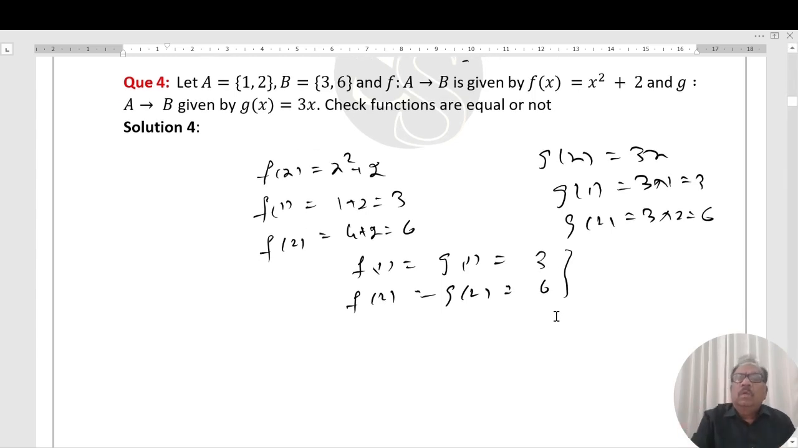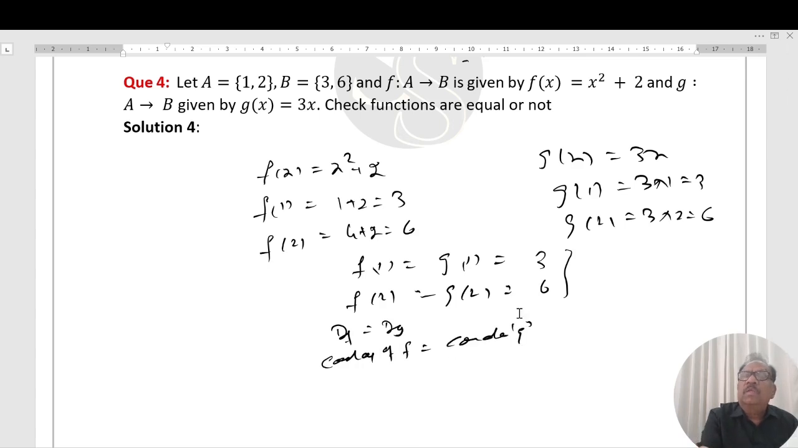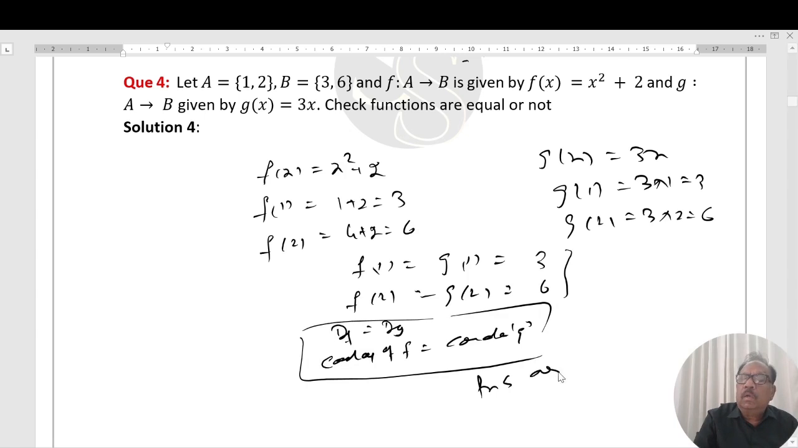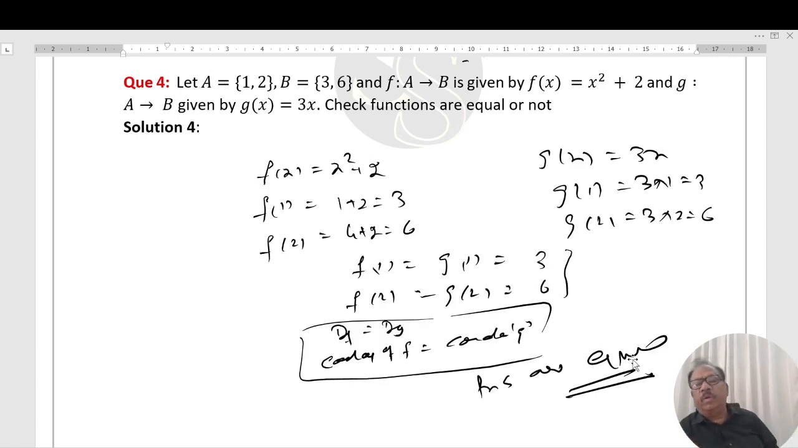In this case, the domain of f is the domain of g and the codomain of f is equal to the codomain of g. Set B is 3, 6, and the domain is 1, 2, right? Therefore, the functions are equal. Now, I will discuss the next topic, which is real valued functions.